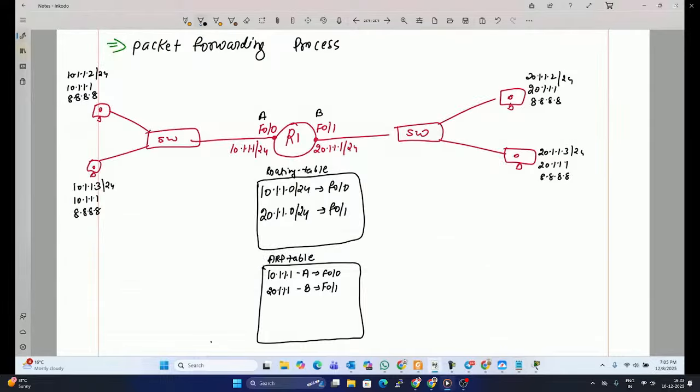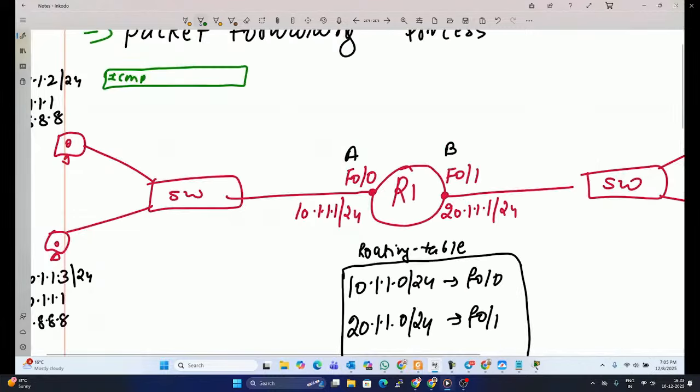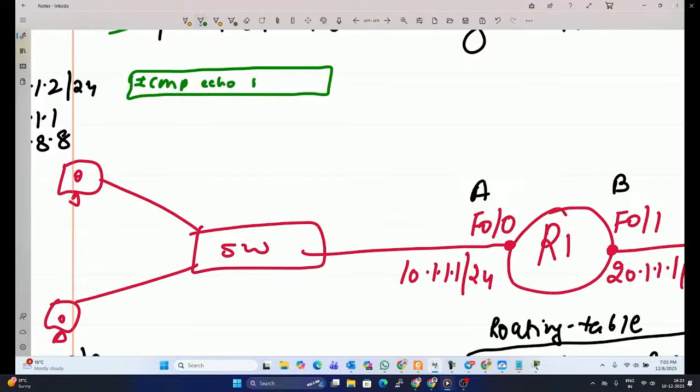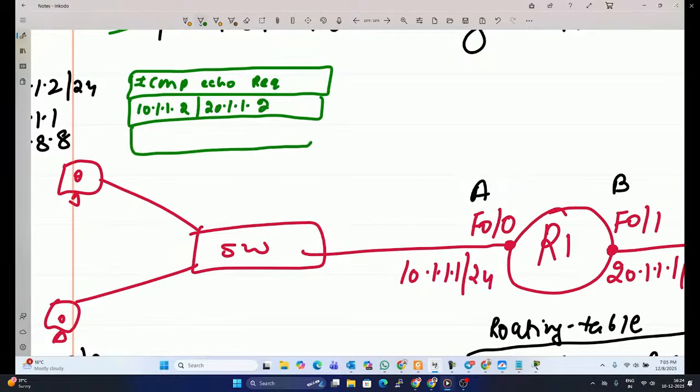But how does a router process the packet? Let's talk about this quickly. So this user, let's say, wants to reach 10.1.1.2. First of all, this is an ICMP echo request. Source IP is 10.1.1.2, and destination IP is 20.1.1.2. Then the problem is with the MAC addresses. We have the source MAC, so source MAC will be C, but destination MAC is missing.